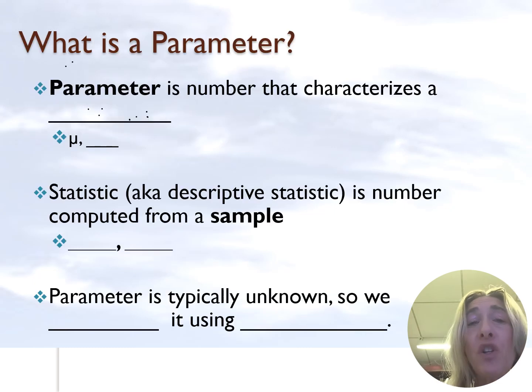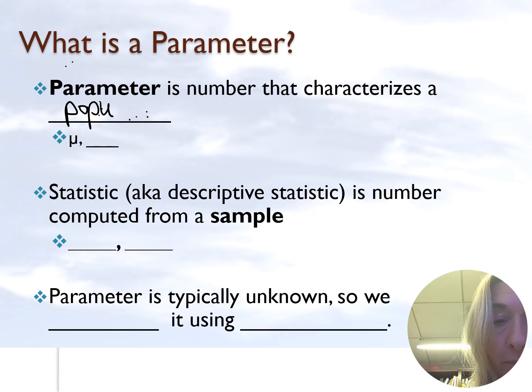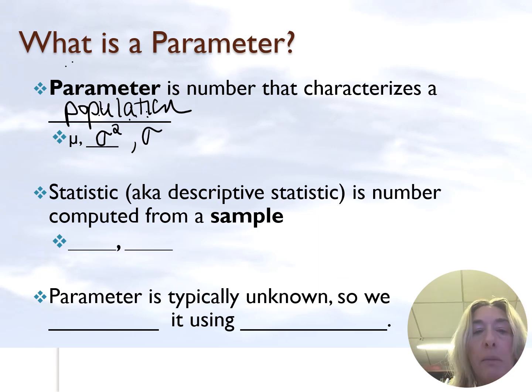Okay, so first, what is a parameter? A parameter is a number that characterizes a population. So mu, or the population mean, is a parameter, or sigma squared is a parameter. That is the population variance, or sigma itself, the population standard deviation, is a parameter.